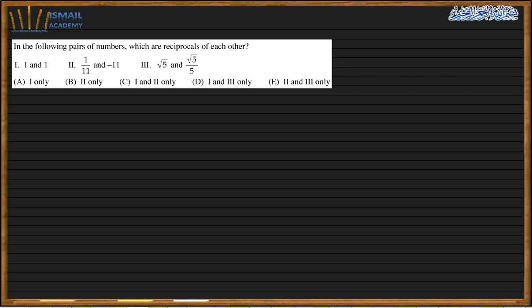Alright, for the next one: in the following pairs of numbers, which are reciprocals of each other? What does reciprocal mean? It means A and B are reciprocals if A times B, the same thing as B times A, equals 1.